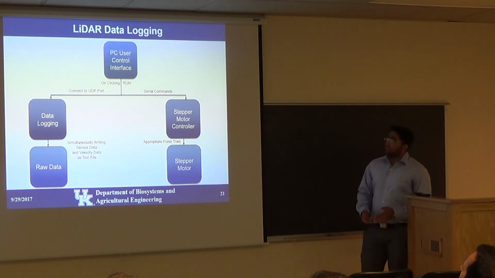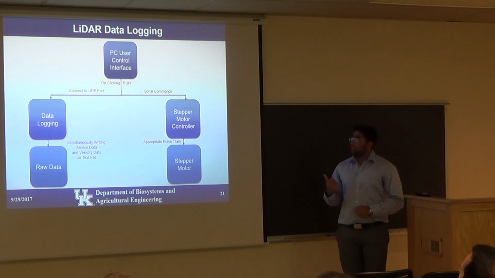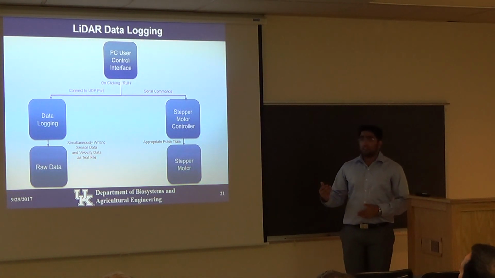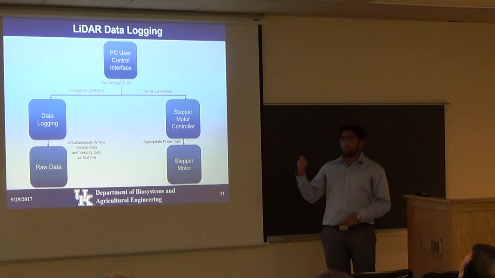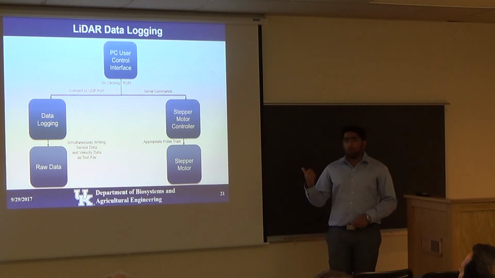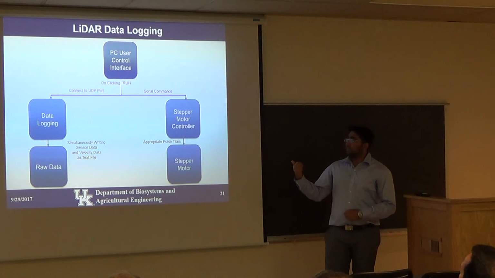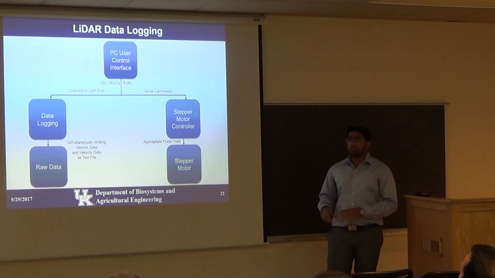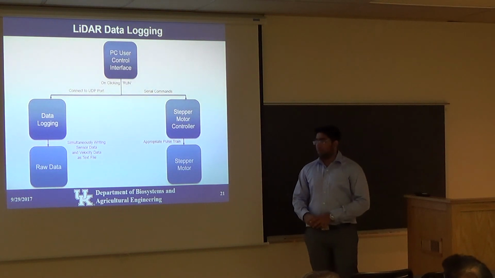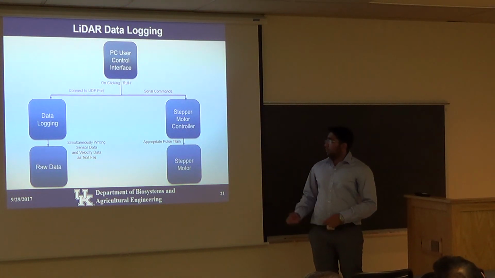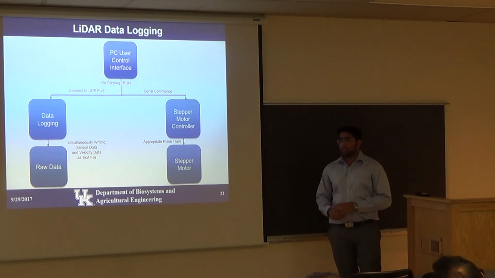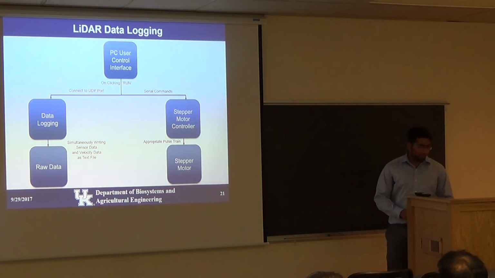So the LiDAR data logging: you see the user control interface, so there is a run command. If you click the run command, it not only sends the serial commands to the stepper motor, it also connects to the UDP port, which can start the LiDAR data logging. You want to synchronize the measurements with the start of the linear motion system. So at the same time you're starting the system, you're also starting the data logging, and simultaneously collecting the data coming from the LiDAR with the velocity measurements. And the stepper motor controller gives the appropriate pulse train to run the stepper motor in the desired velocity profile.